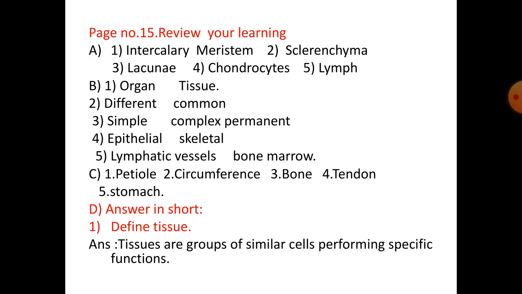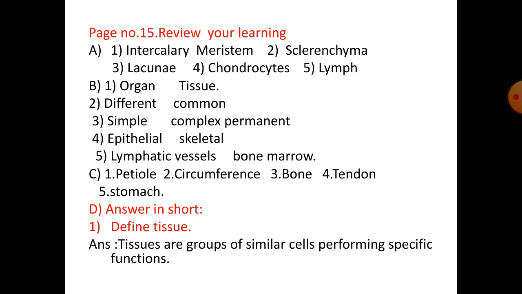Next, number C, match the columns. So the answers are written here. So collenchyma, it will be your petiole, lateral meristem, circumference, skeletal tissue, bone, fibrous tissue, tendon, and involuntary muscles, stomach.